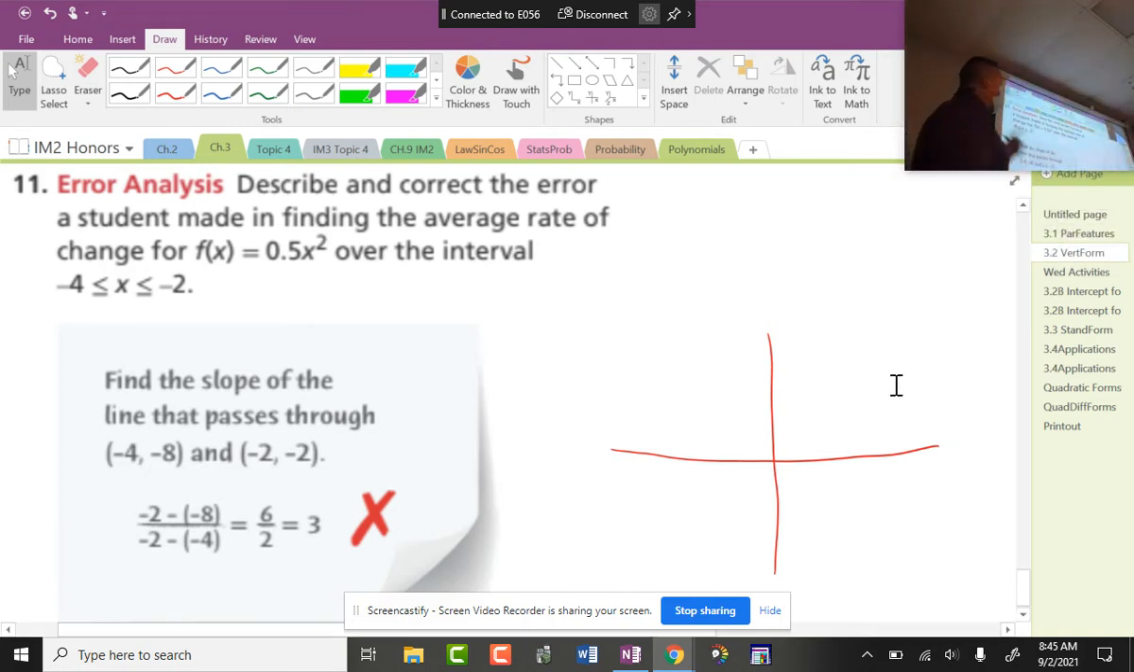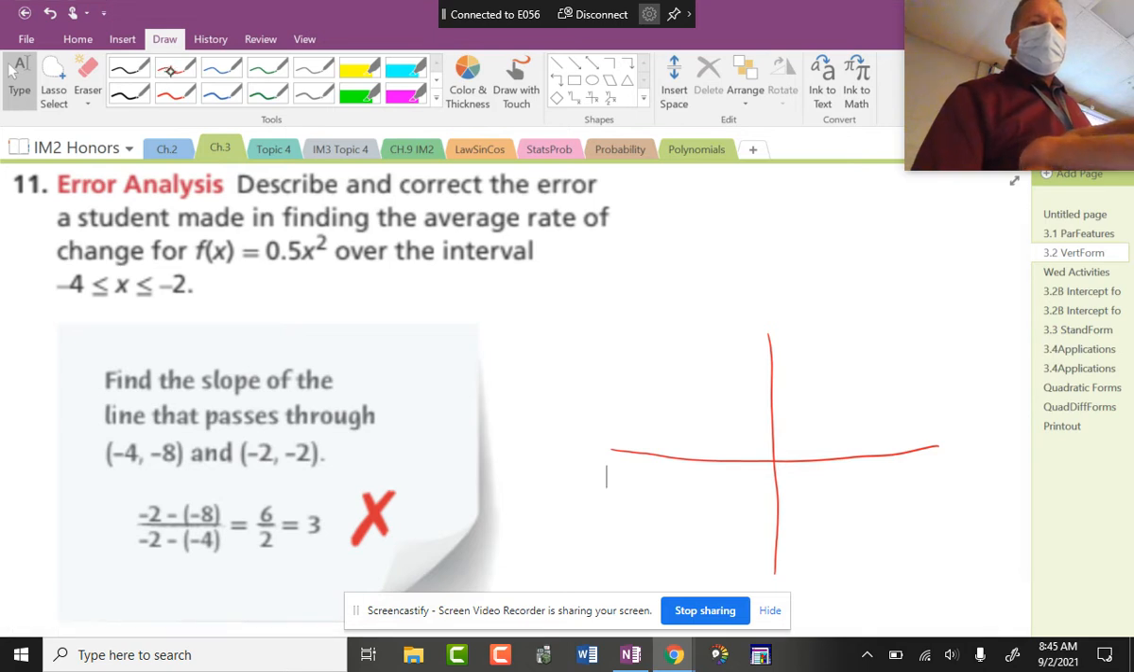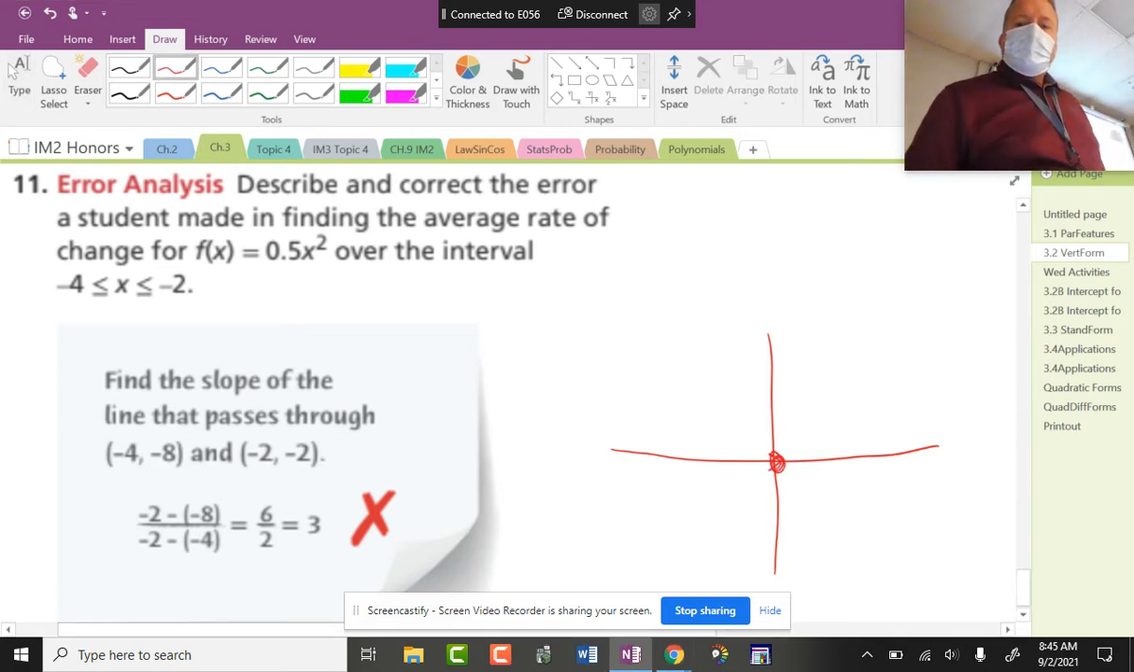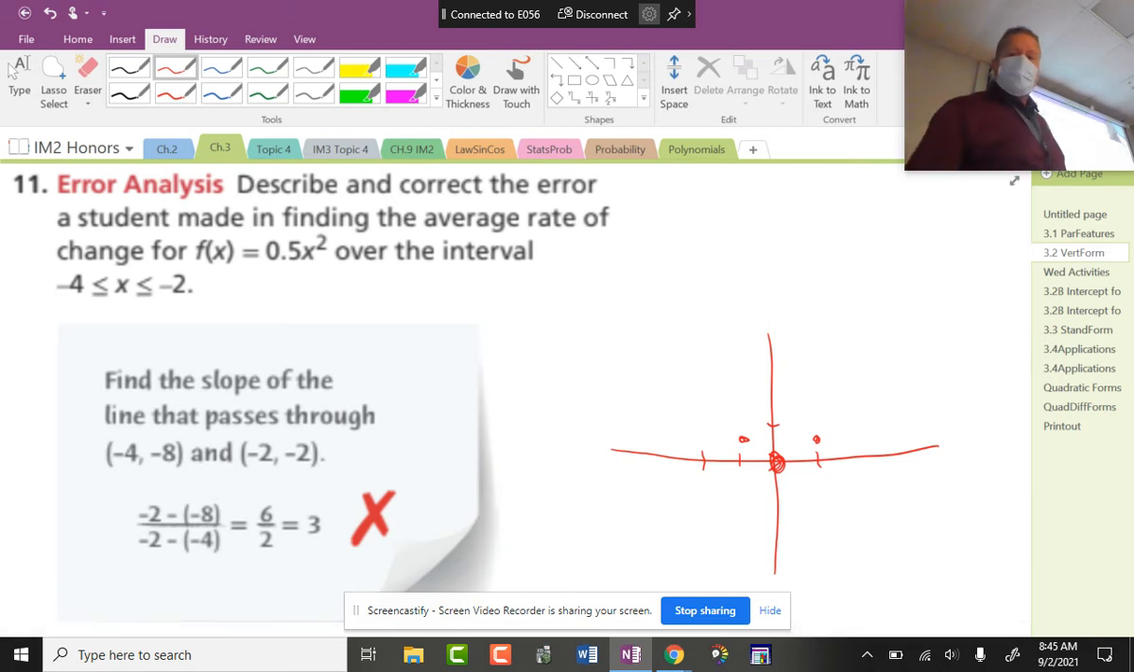Okay, we're gonna graph this input output. So I plug in 0, I do get 0. And then when I plug in 1, squared is 1, but then half of that is a half. So if I go here and here, 1 comma half, -1 comma half. And then -2 squared is 4, but then half of that is 2. All right, and then 2 squared is 4, but half of that is 2.